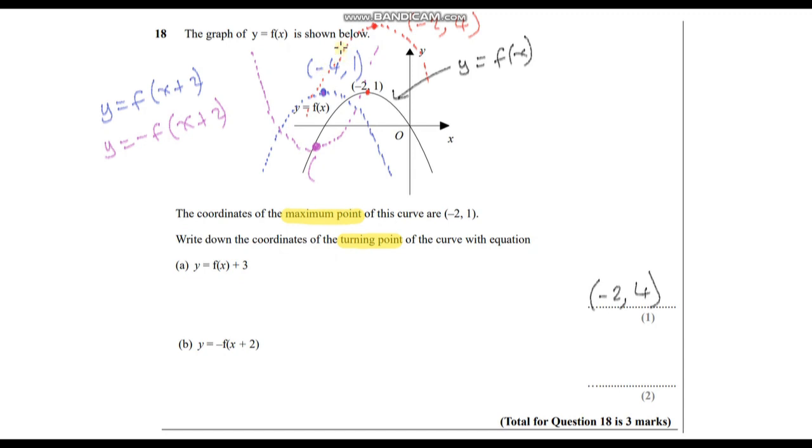So if we're reflecting this coordinate over the x-axis, well, the x-coordinate doesn't change. It's still going to be -4, but the y-coordinate goes from 1 to -1. So our answer for this question is going to be -4, -1. And this is why it's worth 2 marks, because there are 2 stages.